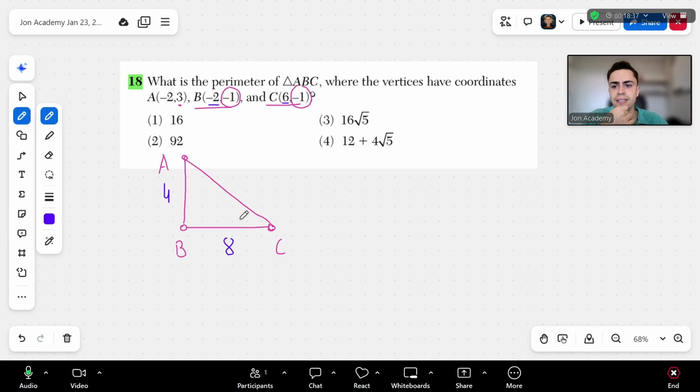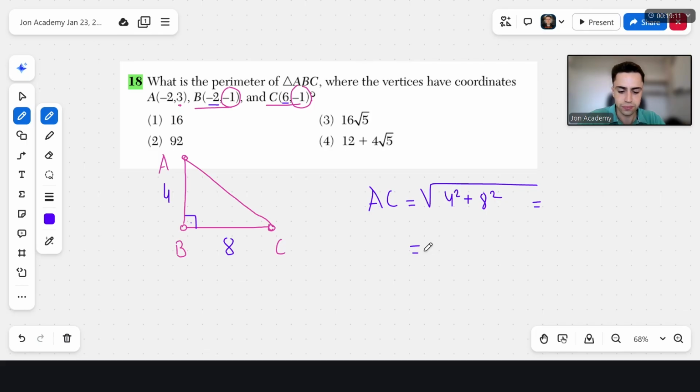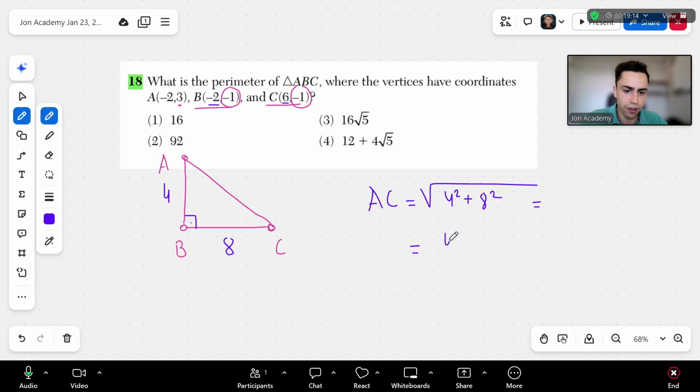And then we have to find, well, this also forms a right angle, which simplifies even more the problem, because we can use Pythagoras formula, where we are looking for the hypotenuse, no? So let's call this side AC, it's gonna be the square root of 4 squared plus 8 squared. And just by doing this into the calculator, what are we getting here? This is 4 square root of 5.